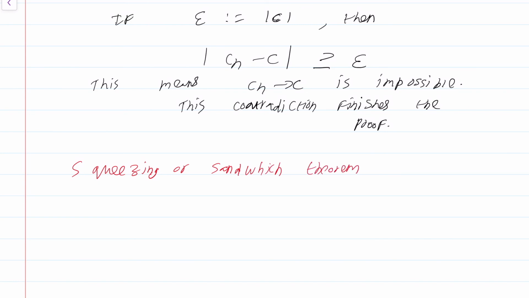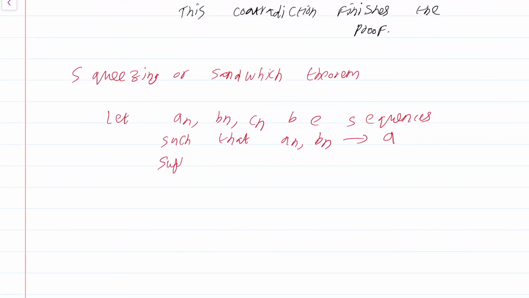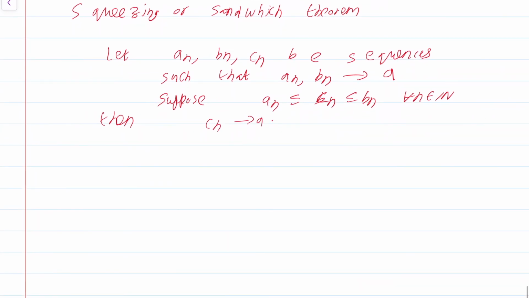Let An, Bn, Cn be sequences such that An and Bn both converge to the same quantity A. Suppose Cn is squeezed in between: An is less than or equal to Cn is less than or equal to Bn for all n. Then, as you can guess, Cn also converges to A. Again, the proof of this is fairly straightforward.